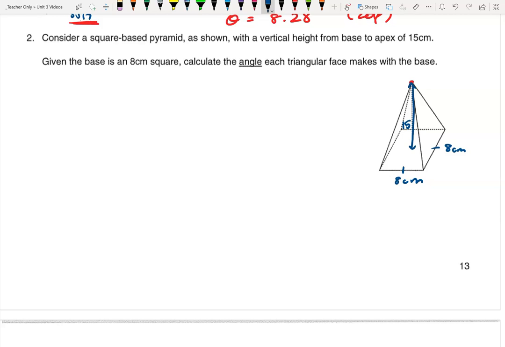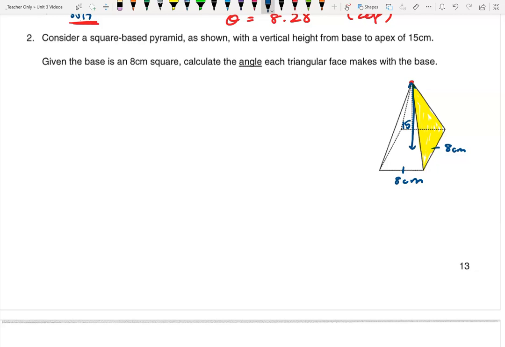We want to find the angle each triangular face makes with the base. So here we've got a triangular face, I'm going to highlight in yellow. And we want to know what is the angle that makes with the base. So we need to create a right angle triangle here.